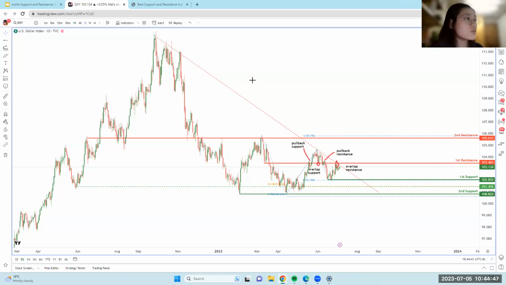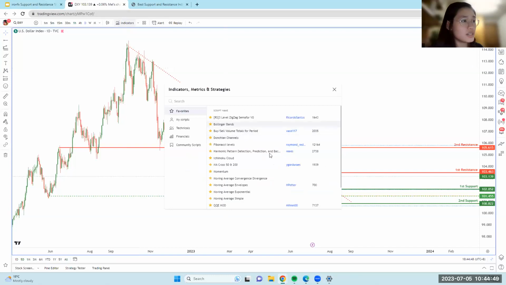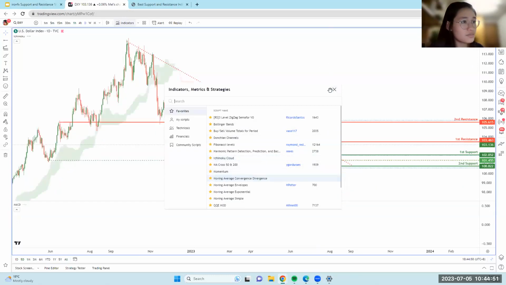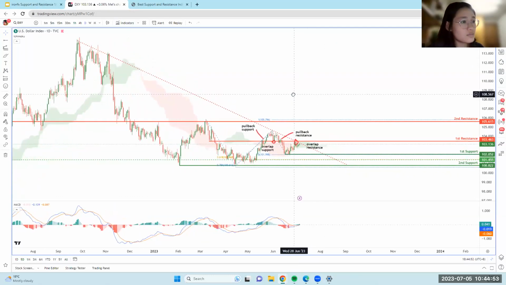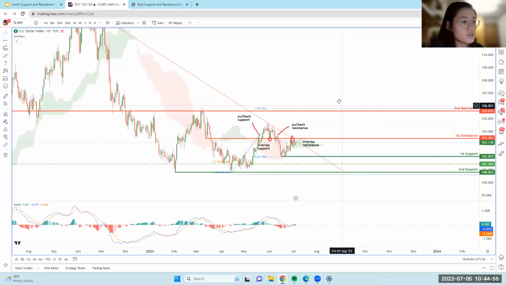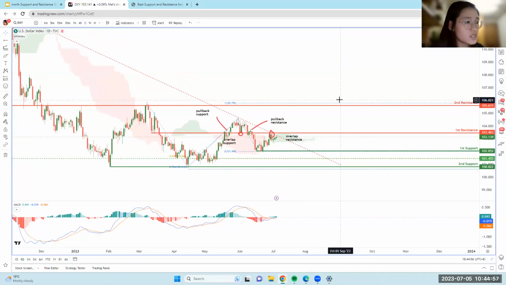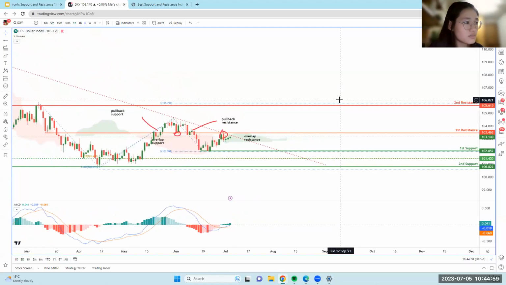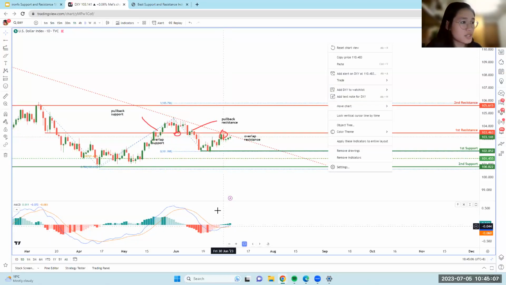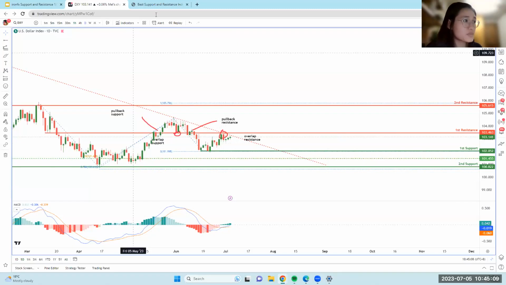Okay, now let's go in with some indicators. So I can see price is, okay, it's moving inside our Ichimoku cloud, so it doesn't really tell us anything, so we can move that. At our MACD, it's giving us a bullish signal.